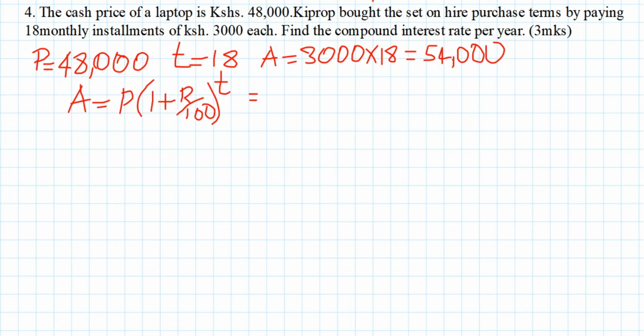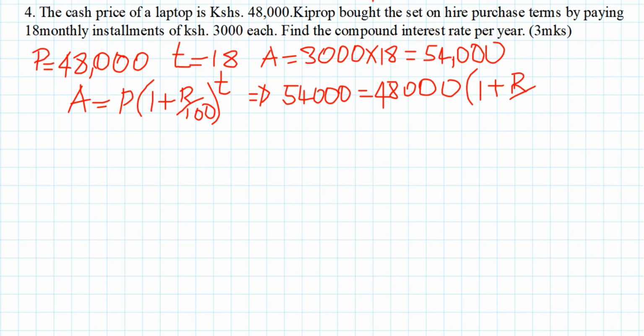We are just going to substitute. So this implies that our amount is 54,000, and then our principal is 48,000, and then our rate is what we do not know. It's what we are going to find out per month.